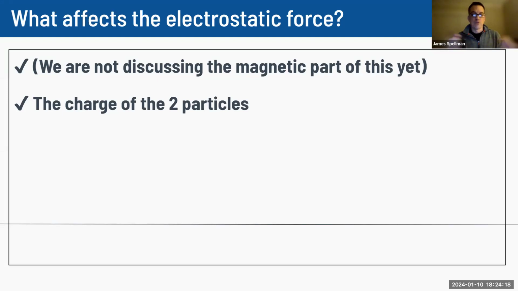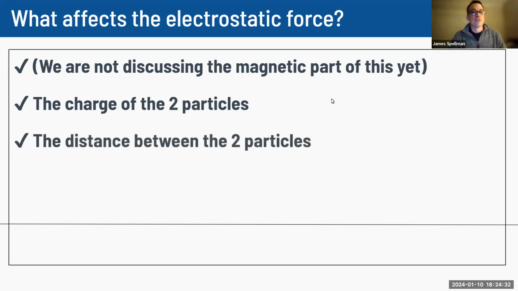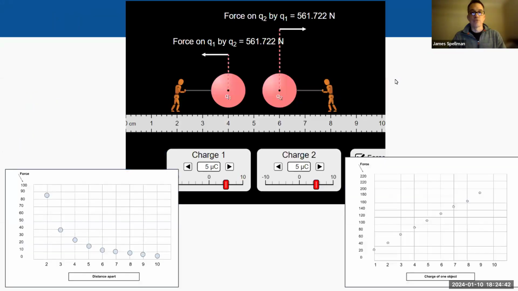And what's going to affect the electrostatic force is the charge of the two particles. Again, we're looking at how much of a push or a pull there is between two charged particles. So what is the charge of the two particles? If they don't have a charge, then there would not be a force on them. So there has to be some kind of a charge. And then the other thing that's going to affect them is the distance between the two particles. Fundamentally, these are the two factors that will determine how much actual force there is, how much pull or push there is between the two particles.